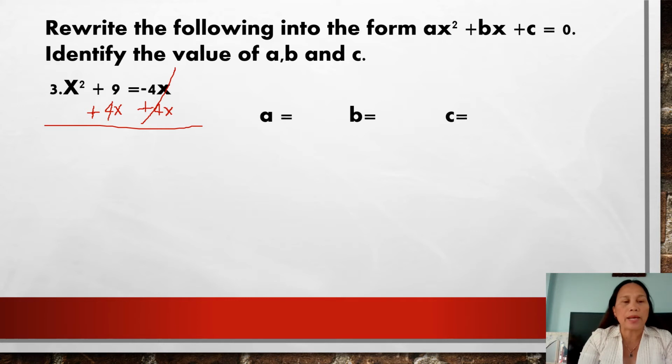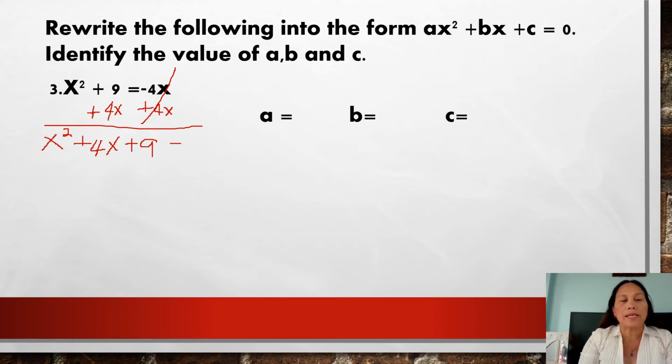Okay, so let's rewrite first. Let's have x squared. We cannot combine these two dahil yung 4x natin ay may variable. Hindi ka pwedeng mag-combine ng ganyan pag may variable. So just copy 4x and then plus 9.